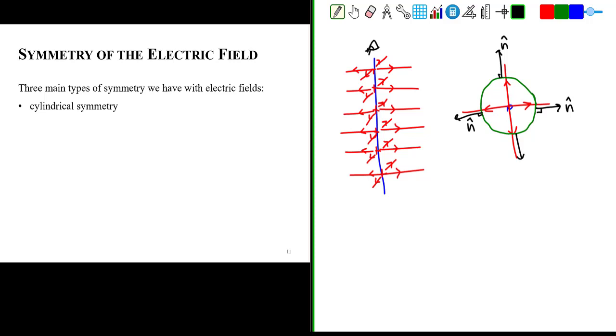And notice for this cylinder, from the electric field lines, the electric field has the same strength, the same magnitude at each of those points. Because of this, no matter where you are on the cylinder, the electric field looks exactly the same. This is what we mean by cylindrical symmetry. The electric field looks the same no matter where you are on the cylinder. So that's one type of symmetry, cylindrical symmetry.